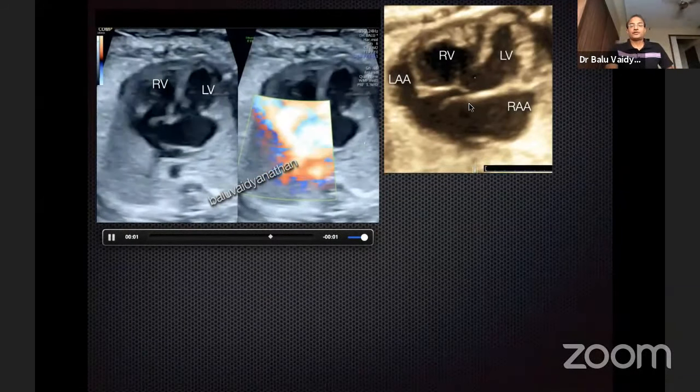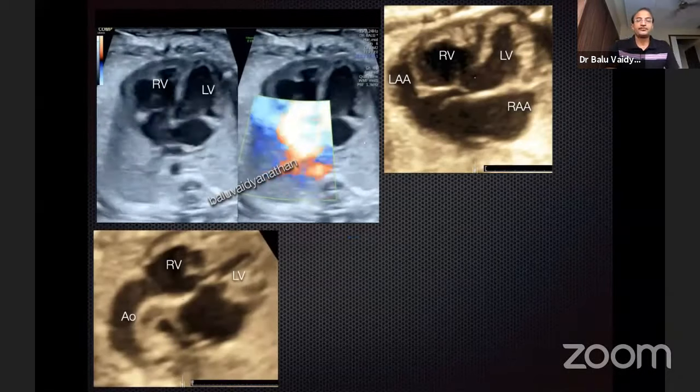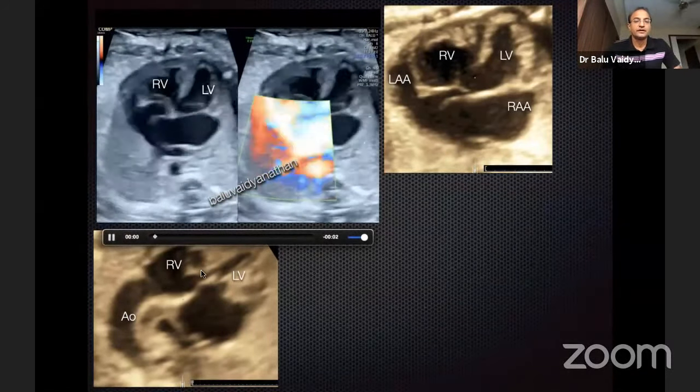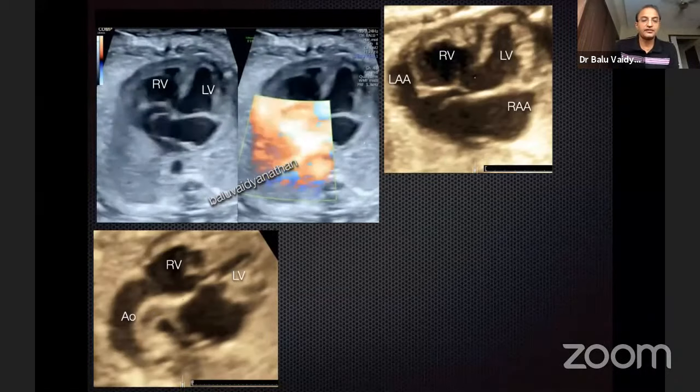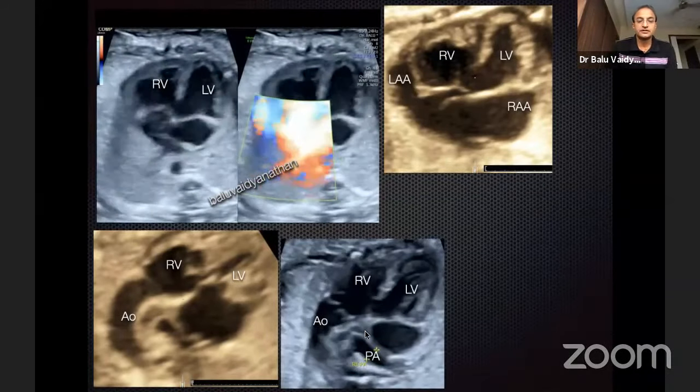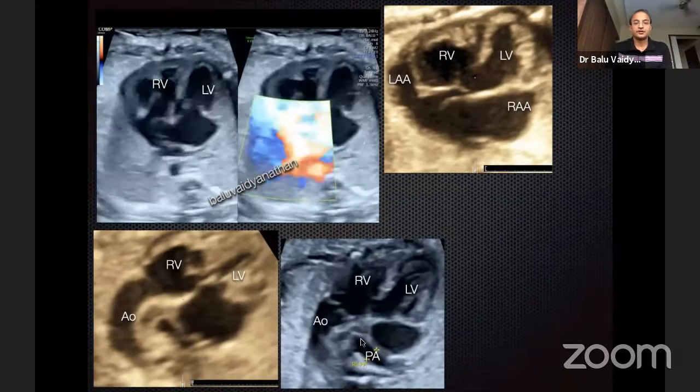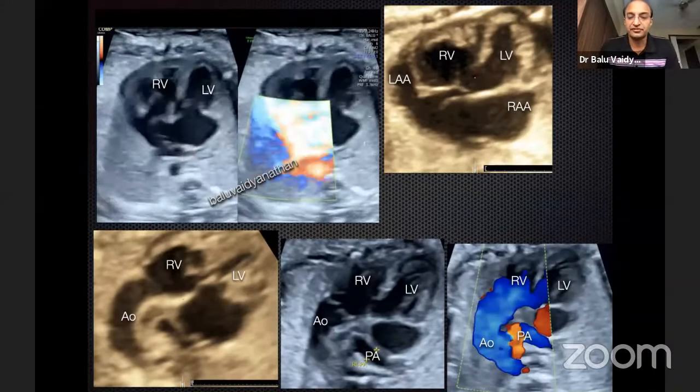So there is atrioventricular discordance. There is a VSD here, and we can see the relationship of the outflow. The RV is completely supporting the aorta. And the PA is coming over here, which is actually much closer to the LV. And when you look at the outflow tracts, the 3VT view in color, there is reverse flow into the PA.